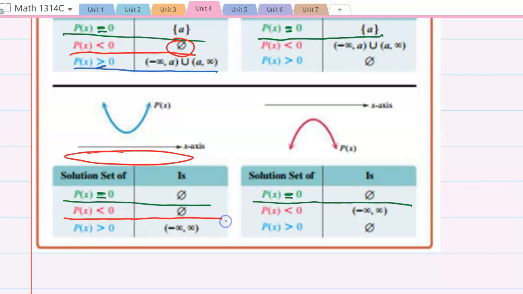From the graph, we see that there are no parts of the parabola below the x-axis, but we do see that the entire parabola is above the x-axis. So for f of x is greater than 0, the solution set will be for all x values, or all real numbers. In interval notation, we would have it from negative infinity to positive infinity. You should be able to see a similar situation for the downward opening parabola in this last row.